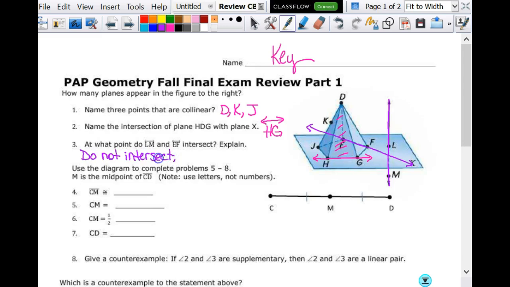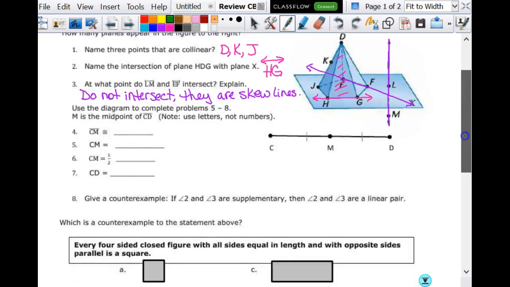So they don't intersect, but they're not parallel. They are skew lines. Okay. Remember, skew lines are the lines that are not parallel and do not intersect. They look 2-dimensionally like they intersect, but 3-dimensionally, if you think about that, those 2 lines will not touch each other.